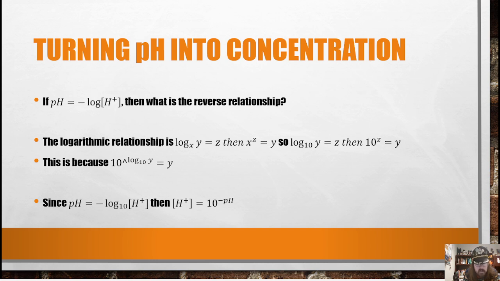Now, however, since this is a negative log, the concentration of [H+] is 10 raised to the power of negative pH. So whatever our pH is, we take the negative and raise 10 to that power, and that will give us our concentration of [H+].